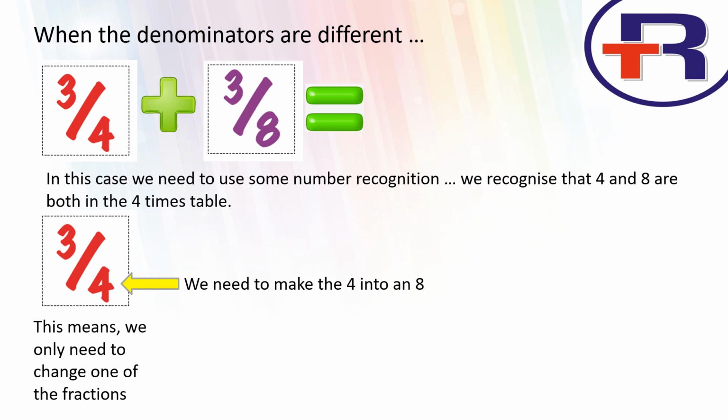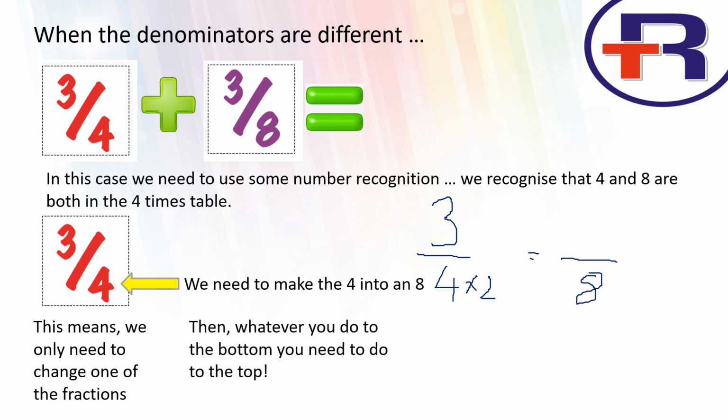So how do we do that? Well, quite simply, we multiply it by 2. So we're going to times that by 2, which is going to then give us an 8. We then have to remember that whatever we do to the bottom of the fraction, we need to do to the top. So we have to times the 3 by 2. 3 times 2 is 6. So now we have 6/8 plus 3/8. We didn't need to change that fraction, that stays the same.